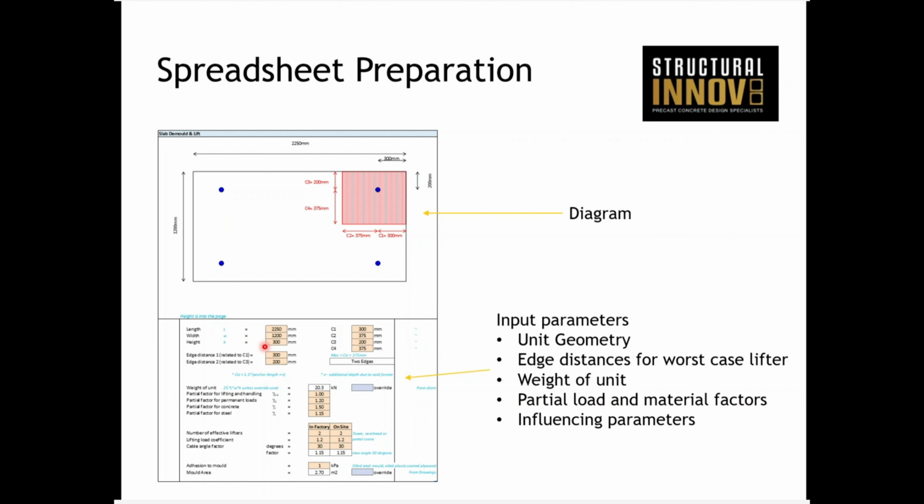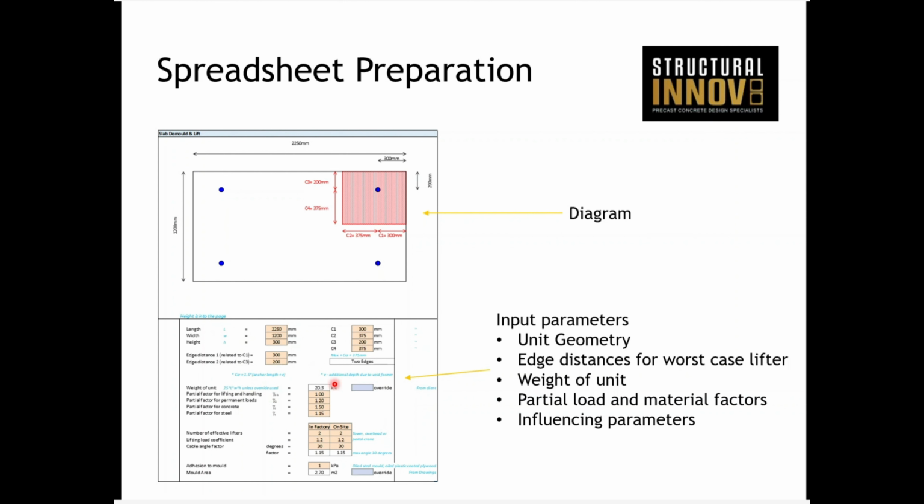There we go. We can see here in the diagram your geometry: your length, your width, your height. So this is a spreadsheet for a typical flat slab. We've got the edge distances, everything is assumed symmetrical, and we've got some other parameters here, which I'll go through a little bit later. We're just trying to identify all the different possibilities.